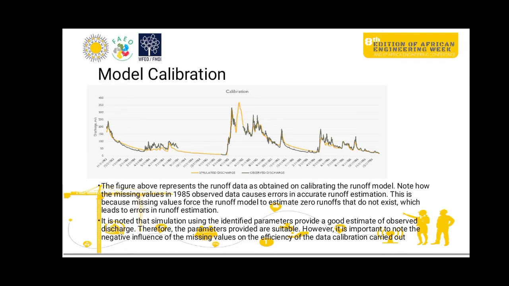So that was the result from model calibration. We were able to obtain an R-squared of 0.9, which is pretty good. As you can see, the observed discharge seems to be correlating with the simulated discharge, which is good. However, you can see the gaps in terms of data that I have just mentioned and kept mentioning. Observe, for instance, in 1984, there you can see a gap, another gap in 1985, etc.